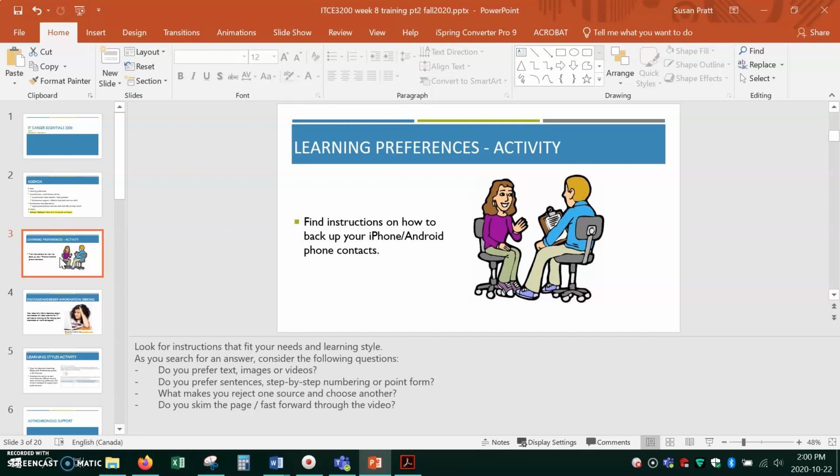So take a few minutes and maybe pause the video here and try to find instructions on how to back up your iPhone. And as you're looking for instructions, think about why you're clicking on some links to use the resource and find one, or why you reject some, why you go, oh, I don't like that one, that one doesn't look good. Okay, so think about why you select them.